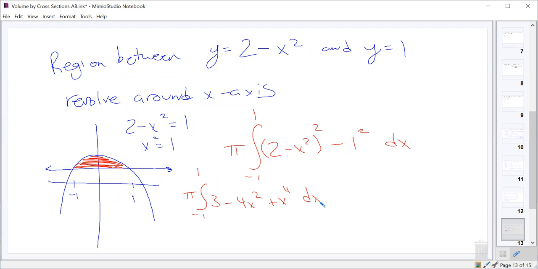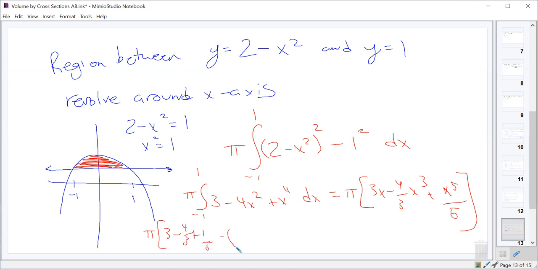You integrated and got pi times 3x minus 4/3 x cubed plus x to the 5th over 5. And then you evaluated it at 1, and you evaluated it at -1, and you found the difference. That sound all right? At 1, that should be 3 minus 4/3 plus 1/5. And then at -1, that should be -3 plus 4/3 minus 1/5.